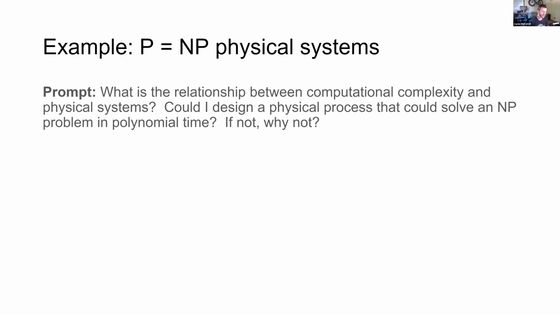And I wanted to give an example here because I'm a computer scientist, but I know that we're in a physics space here, and so I wanted to give a question that's a great example of an overlap between computer science and physics. So I asked, what's the relationship between computational complexity and physical systems? Could I design a physical process that could solve a non-polynomial problem in polynomial time? And if not, why not?